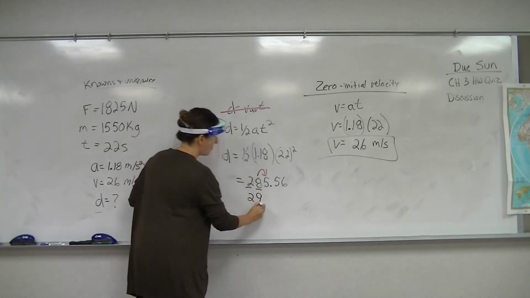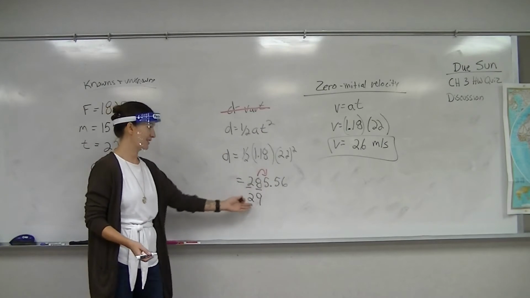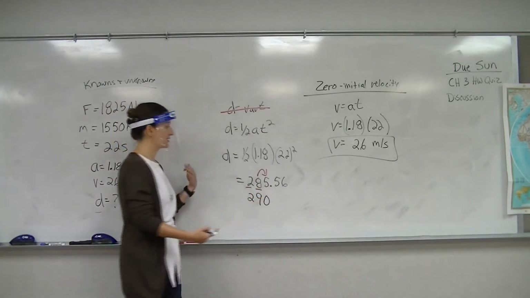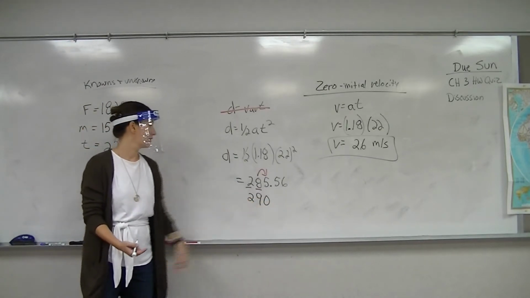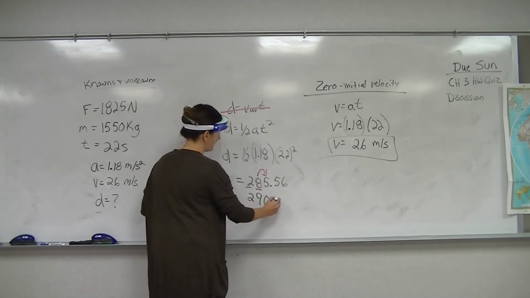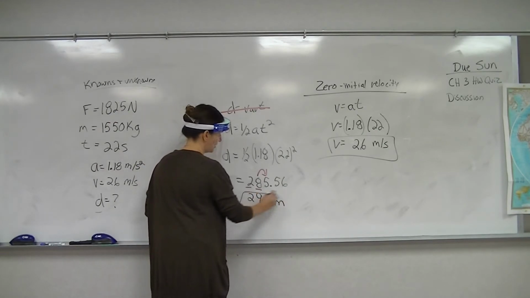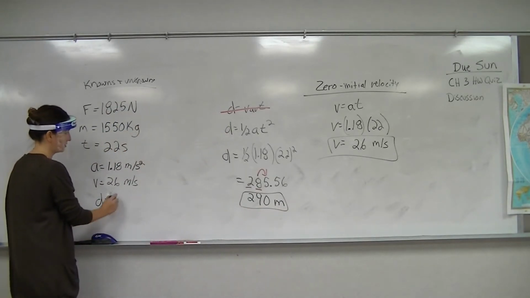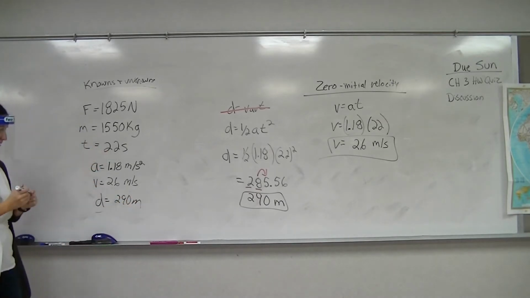Round up. But we can't just put 29 because this is 200, so we need to stay in the 200s. Instead of that 5, we're going to put a 0, because a 0 isn't a significant figure unless I have a decimal there. So 290, and the units for distance would be meters. So they pulled that vehicle 290 meters in that 22 seconds.